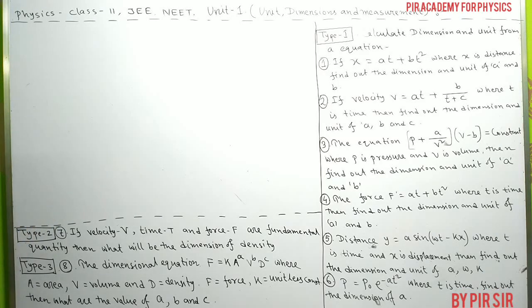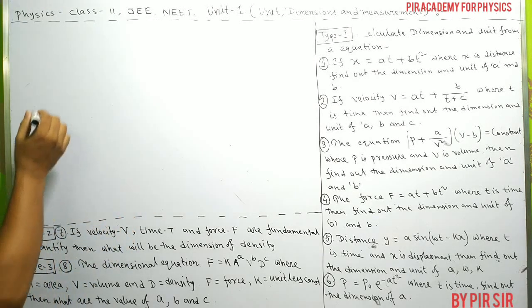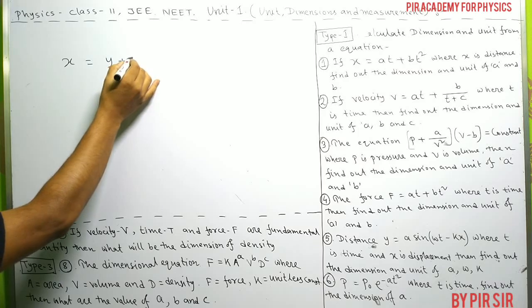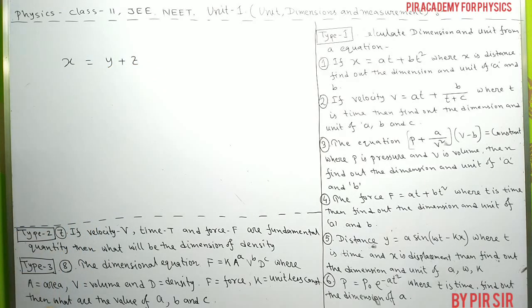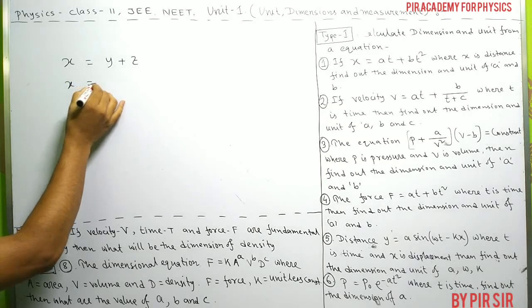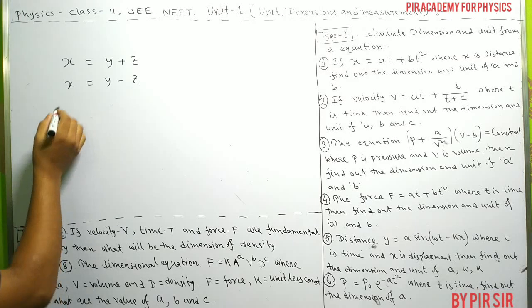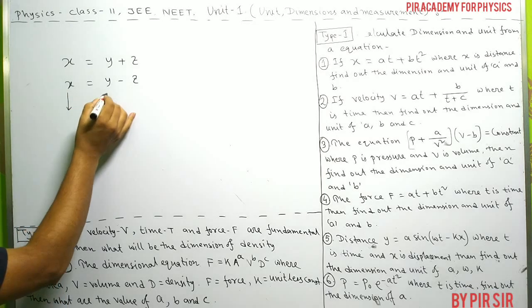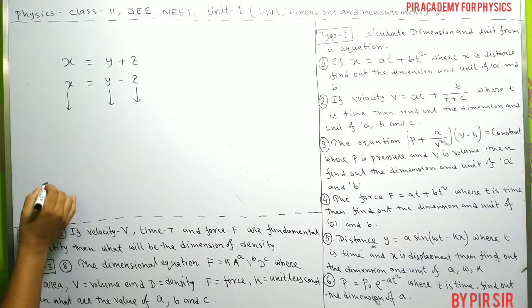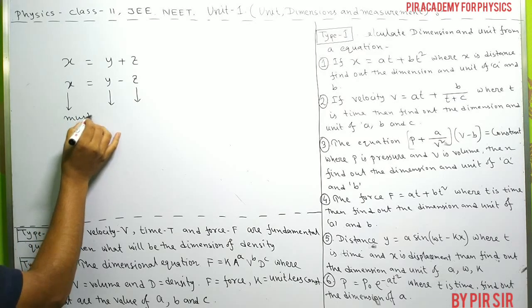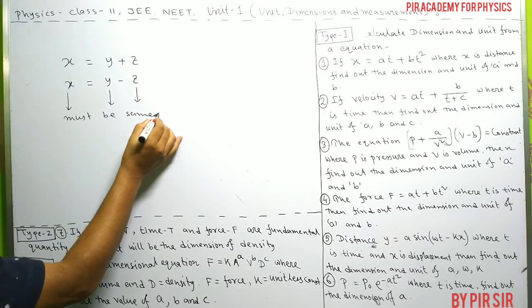For this you have to learn the homogeneity of an equation. What is the homogeneity of an equation? It means if x equals y plus z, and x equals y minus z, then these quantities must be the same in nature.